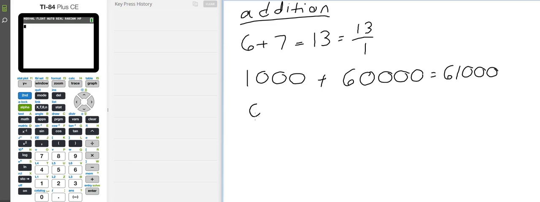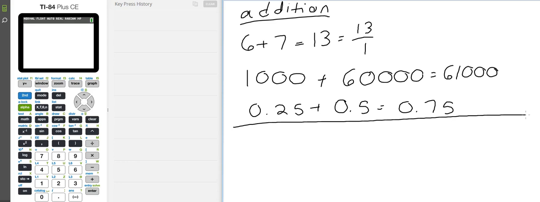If you have a decimal, 0.25 plus 0.5, that's still going to be rational. That's going to be 0.75. That's two rational numbers. Now let's say you had a rational number and an irrational number. Let's say you had a rational number like 6 and an irrational number like the square root of 2.